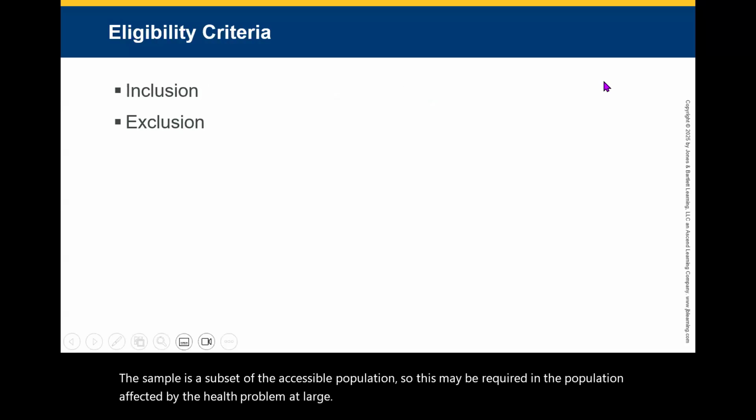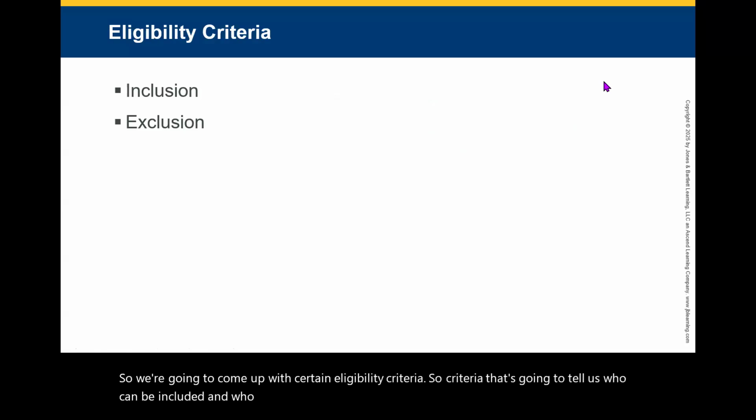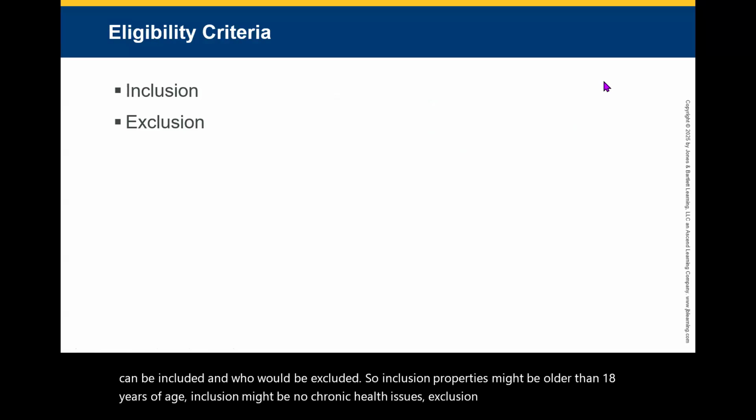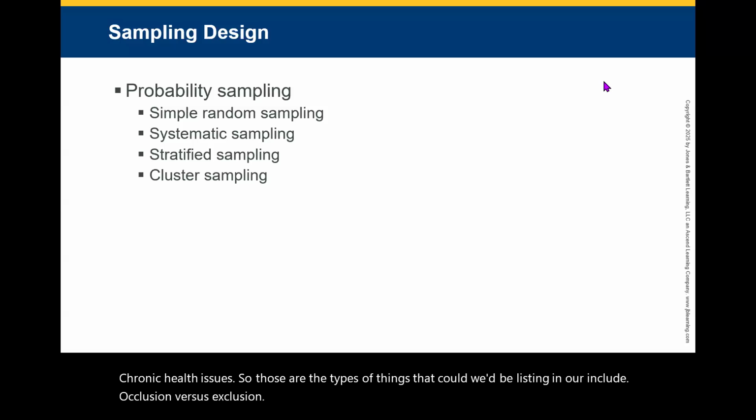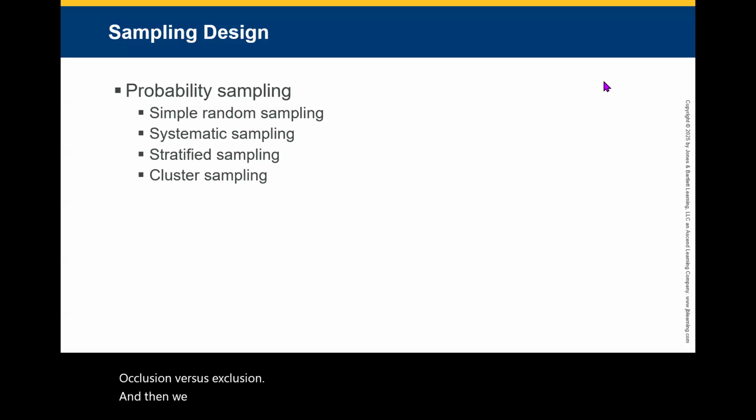So we're going to come up with certain eligibility criteria, criteria that's going to tell us who can be included and who would be excluded. So inclusion properties might be older than 18 years of age. Inclusion might be no chronic health issues. Exclusion might be less than 18 years of age or chronic health issues. Those are the types of things that we'd be listing in our inclusion versus exclusion. And then we have different ways of sampling.